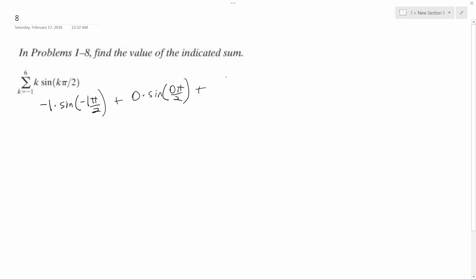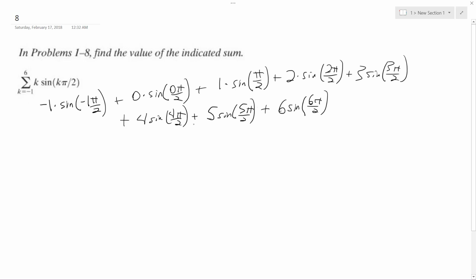I'm going to pause the video and write these all down. Okay, there we have it. So doing this, negative 1 times sine of negative π/2. Negative π/2 is down the unit circle. It's actually equal to -1, but then we're multiplying by -1, so it ends up canceling that out. So it becomes 1. Okay, sine of 0π/2, or 0. Well, that's 0 times 0 is 0.